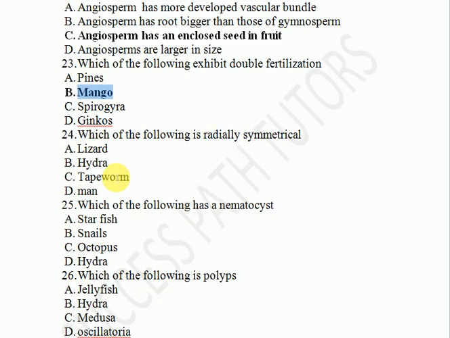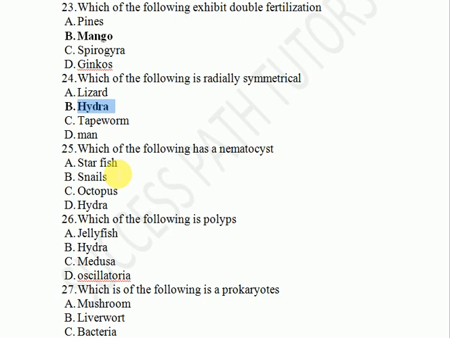Which of the following is radially symmetrical? That means they are divided from the middle. That's Hydra, because they don't really have a head or a tail. The body cannot be divided into two. When we divide the body into two equal halves, where what you have on the right is on the left, we call that bilateral symmetry. But for Hydra, it doesn't have a normal head or tail, so you can't divide it into two. You can only divide it from the middle.